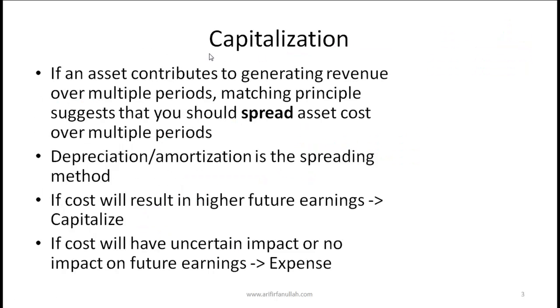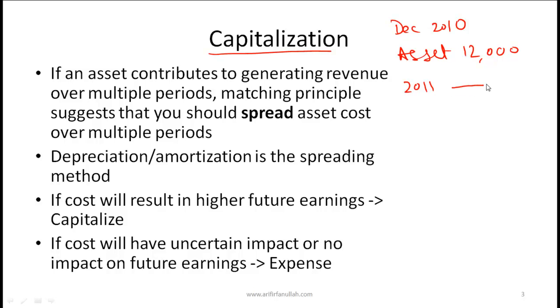Let's start by talking about capitalization. If an asset contributes to generating revenue over multiple periods, the matching principle suggests that you should spread the asset cost over multiple periods. So the logic is straightforward. Let's say that in December 2010, you buy an asset for $12,000, and this asset is really going to give you value over the next 5 years. So from 2011 to 2015 is when you will use this asset.